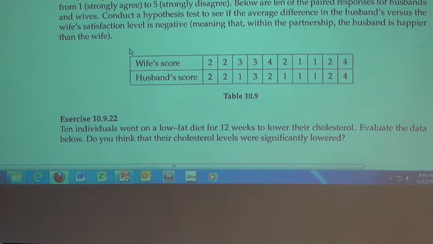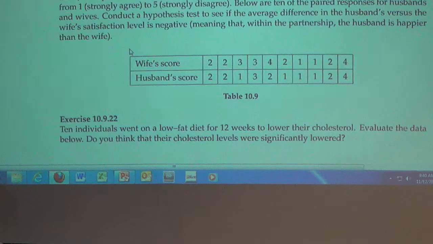Look at it. Calculate the hypothesis to see if the average difference in the husband's versus the wife's satisfaction level is negative. And then they give you a parentheses, meaning that within the partnership, the husband is happier than the wife. Now make sure you understand why that would be negative. It seems like negative should be the other way around. Why would negative imply that we've got a happier husband than wife? You've subtracted the wife's scores from the husband's scores.